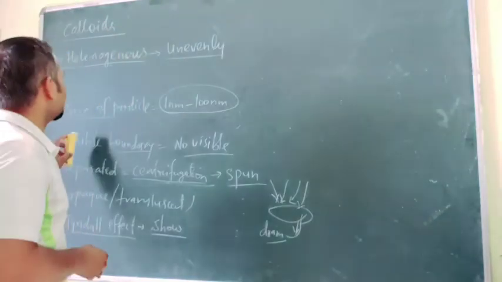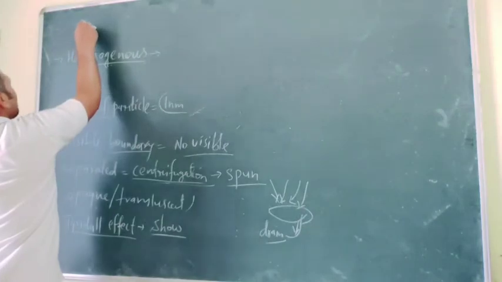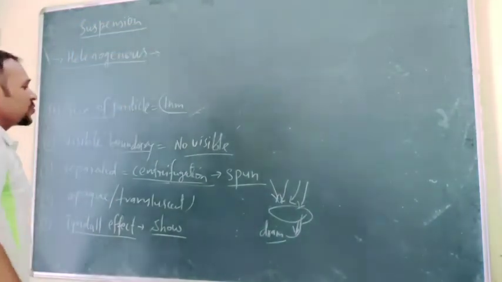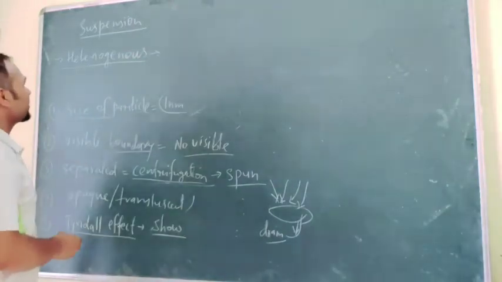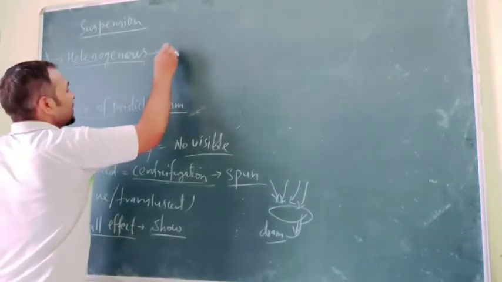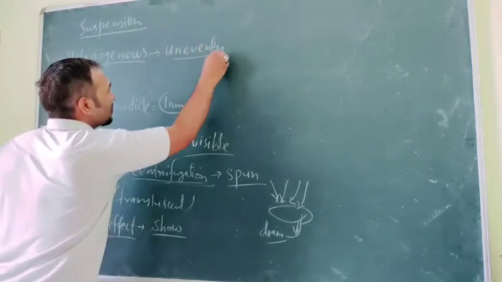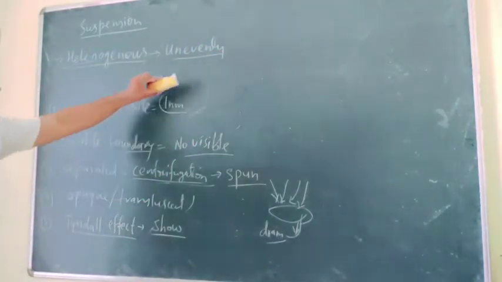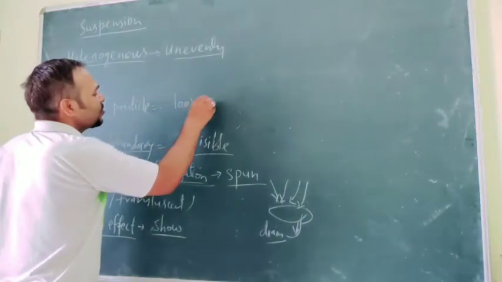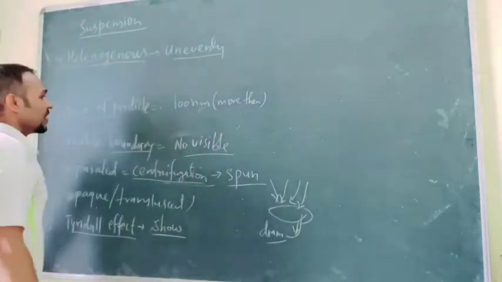Now moving ahead to the third category, that is called suspension, right? Many times you might have heard this word suspension. Suspensions are also mixtures, but in the case of suspension they are heterogeneous mixtures. That means the particles are unevenly distributed throughout the mixture. The size of the particle will be more than 100 nanometer, more than. Clear students?